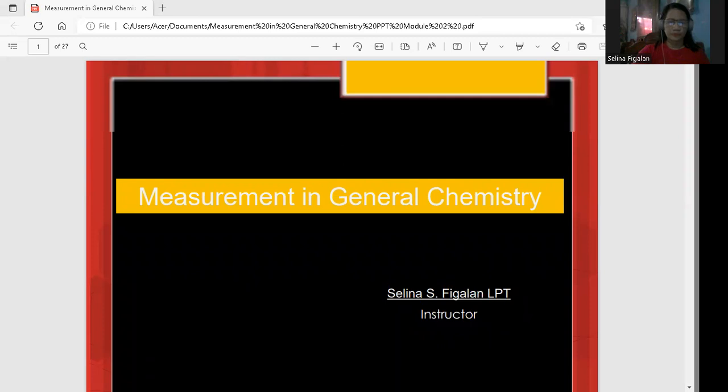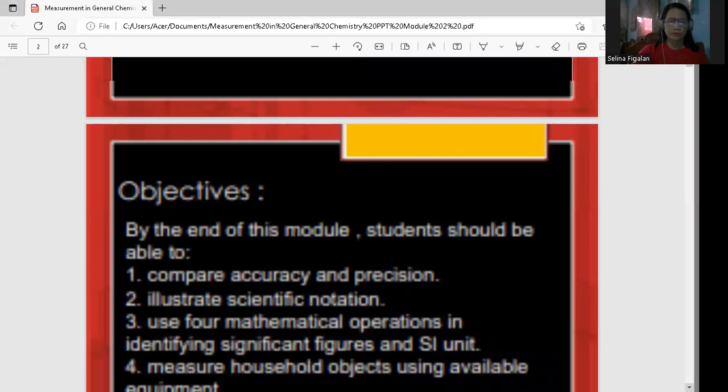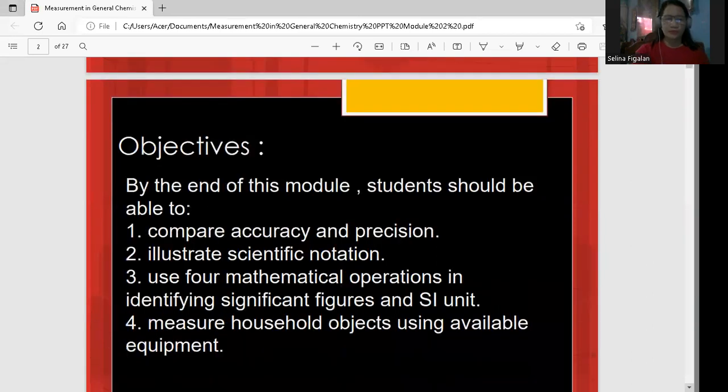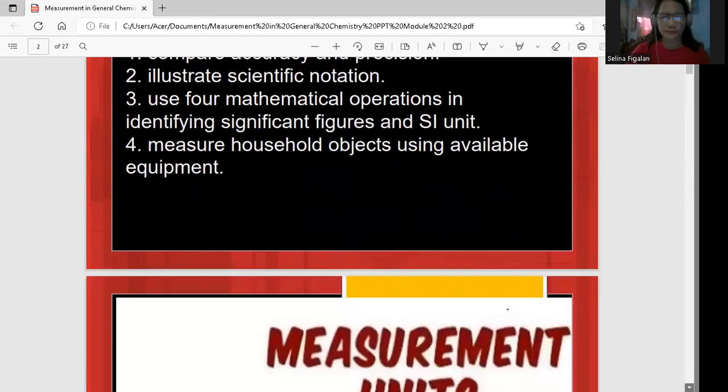So the first objective here is to compare accuracy and precision. Second is to illustrate scientific notation. Third, use mathematical operations in identifying significant figures in SI units. Number 4, measure household objects using available equipment.